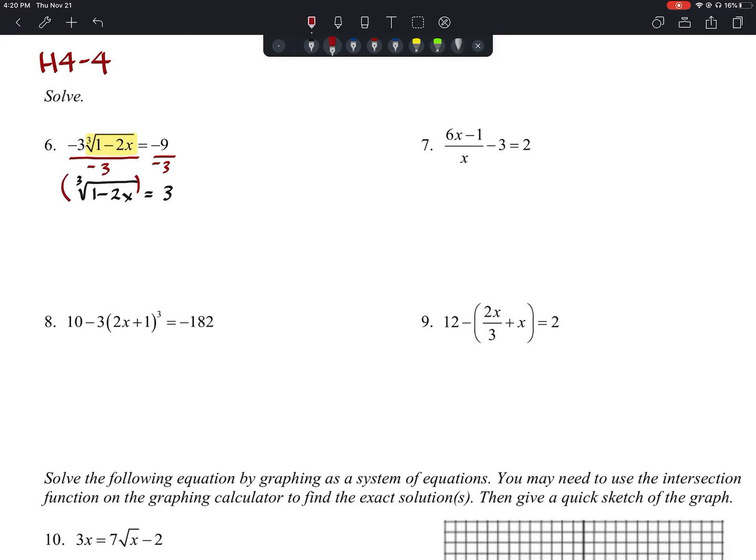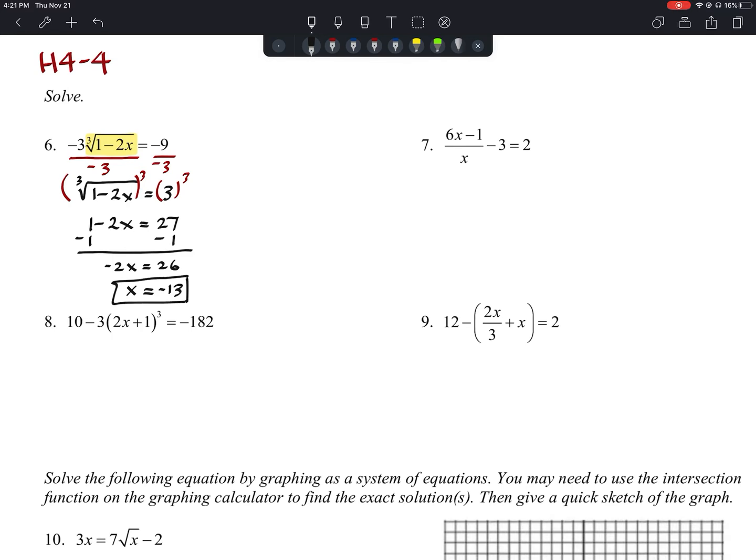And then to get rid of the cube root, we will cube each side. What we're left with there would be 1 minus 2x is equal to 27. And then it's a pretty simple two-step equation. We'll just subtract 1 to get -2x is equal to 26, which means when we divide by -2, we're going to get x equals -13.